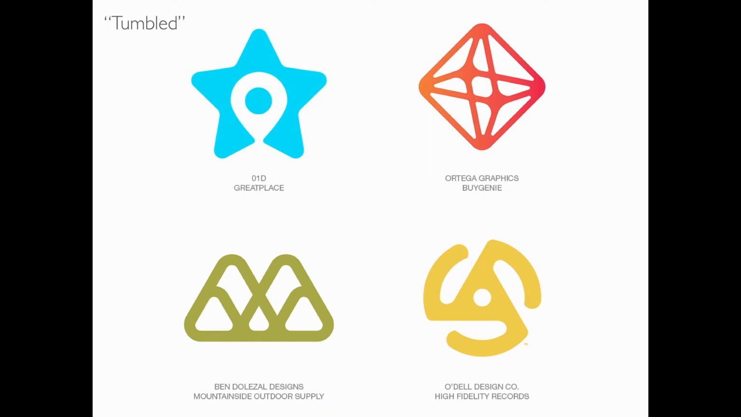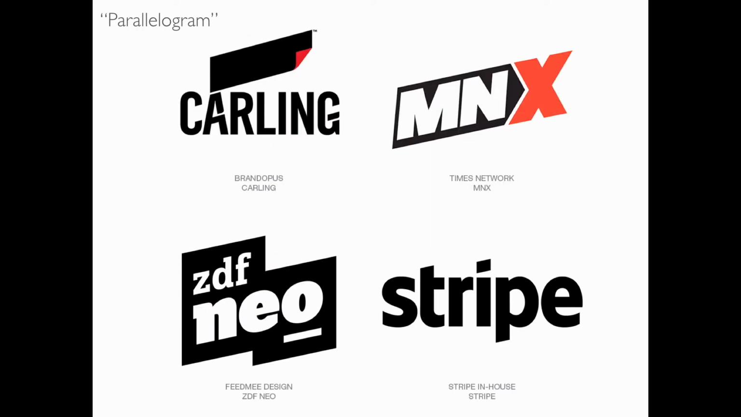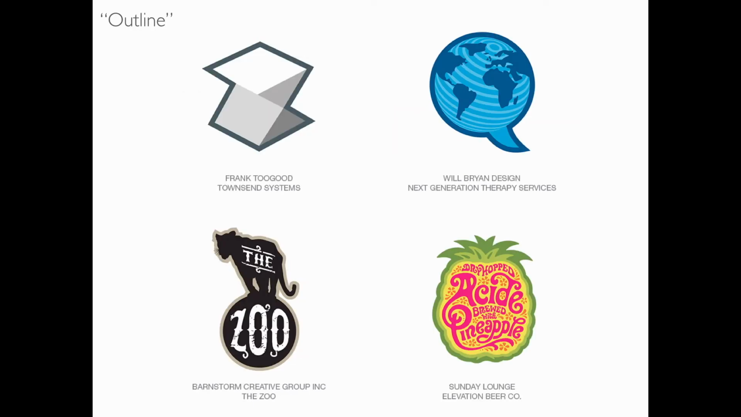And so these shapes are all rounded corners. So they call this the tumbled design as a trend. The parallelogram, bits of parallelograms in each of these logos. And I'm showing you these to help you think through, well, what exactly do I want to have show up in my designs? The outline.